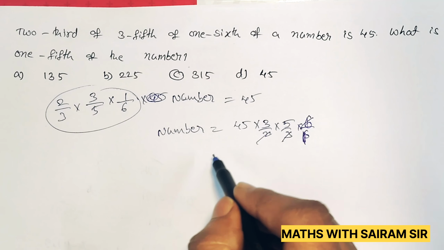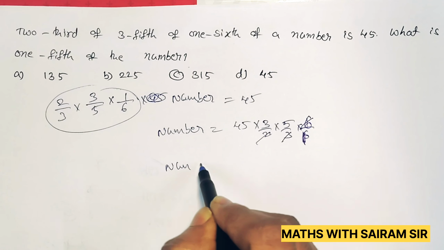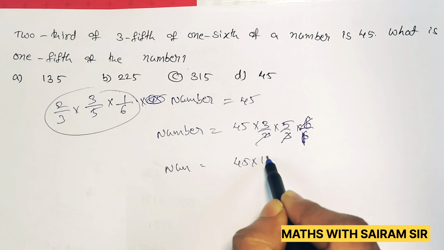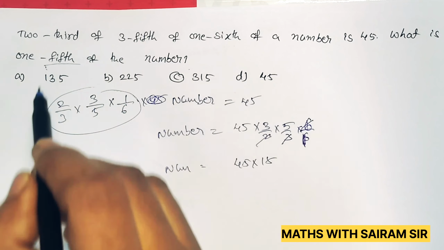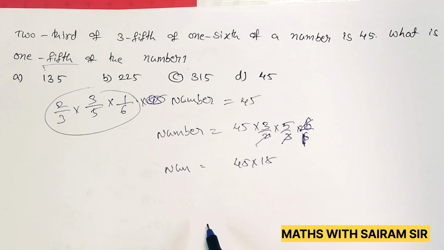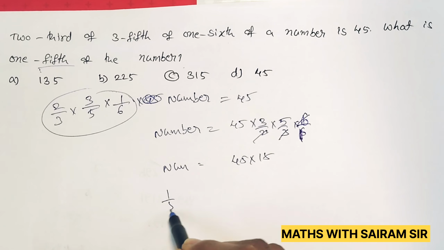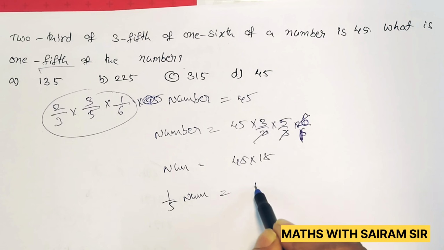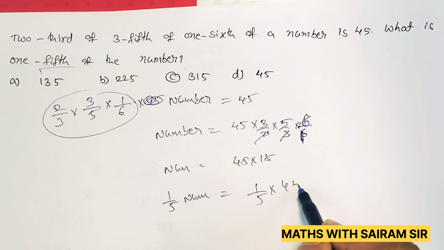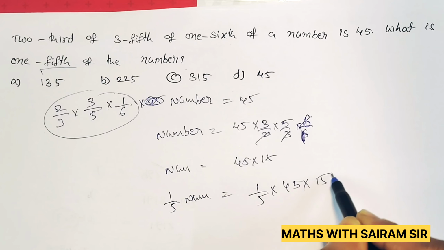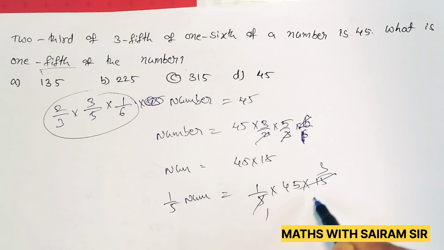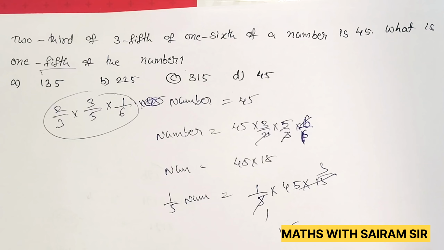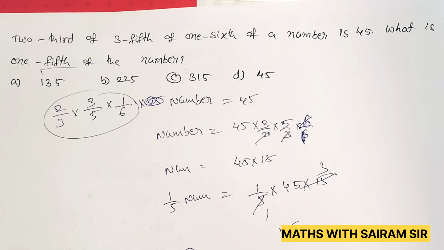So the required number is what? The required number is 45 into 15, but what we should find out? We should find out 1/5 of that number. So 1/5 of that number is 1 by 5 times of 45 into 15. So 5 1s are 5, 5 3s are 15, 45 3s are 135. So 135 is the answer. That is, option A is the correct one.